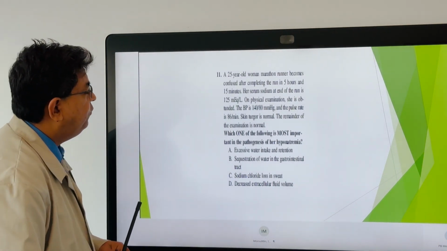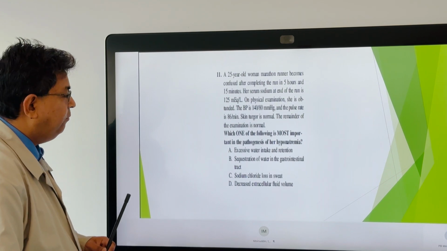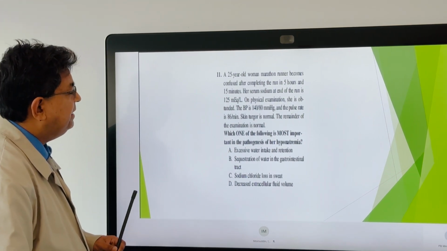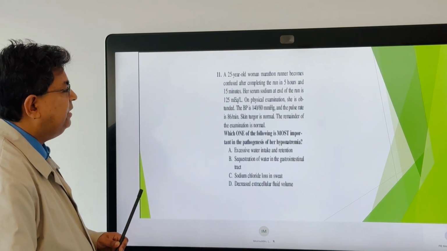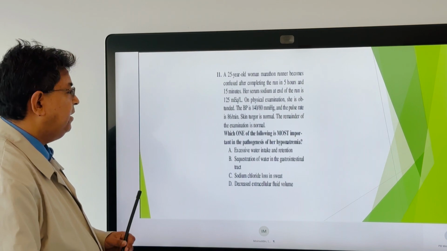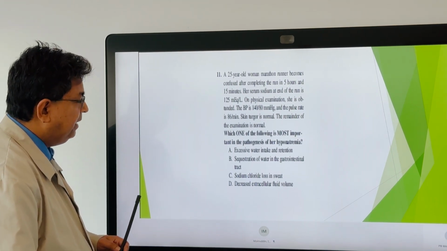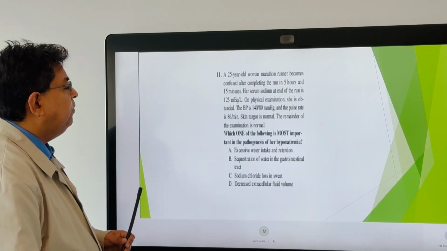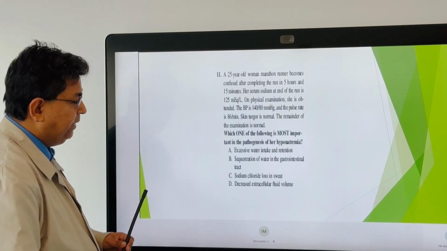A 25-year-old woman marathon runner becomes confused after completing the run in 5 hours and 15 minutes. Her serum sodium at the end of the run is 125 milliequivalents per liter. On physical examination, she is obtunded. The blood pressure is 140 over 80 millimeters of mercury and the pulse rate is 86 per minute. Skin turgor is normal. The remainder of the examination is normal. Which one of the following is most important in the pathogenesis of her hyponatremia?